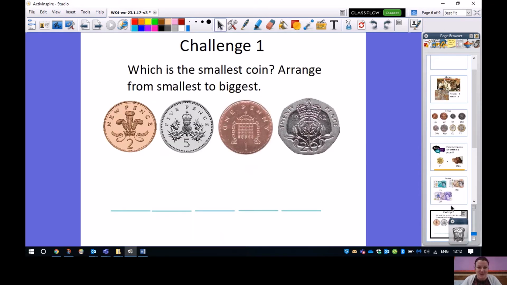I've got a challenge for you. Which of these is the smallest coin? Which one has the smallest value? Can you arrange them from smallest to biggest? You may like to pause this now before I go through the answer. If you're watching again now, hopefully you've given this a go.